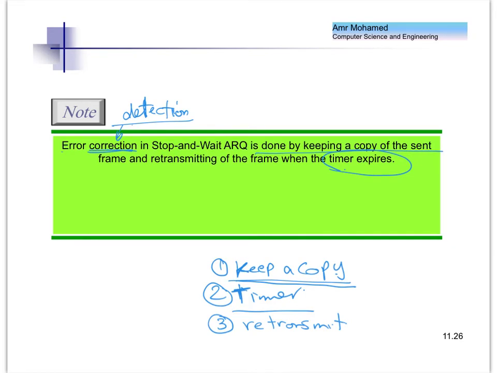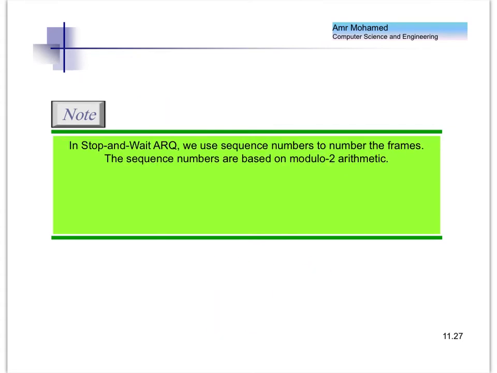So these are 3 extra works we have to do in order to account for error. We have to keep a copy, and handle the timer, in which case we need to start the timer at a certain point, stop the timer at a certain point, and restart the timer. Managing a timer is one extra variable that we have because of error control. And when we have an error, then we have to retransmit. The other thing here is that we need to also handle a sequence number.